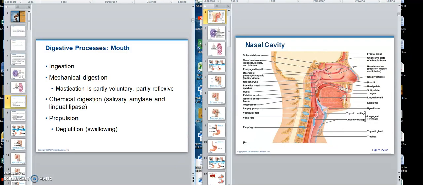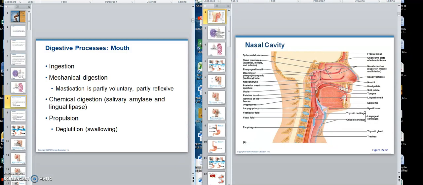Absorption occurs mainly in the small intestine. Absorption means, if I'm talking about on the molecular level, that the food needs to be in the monomer form.